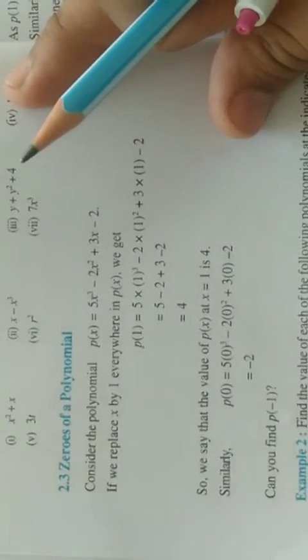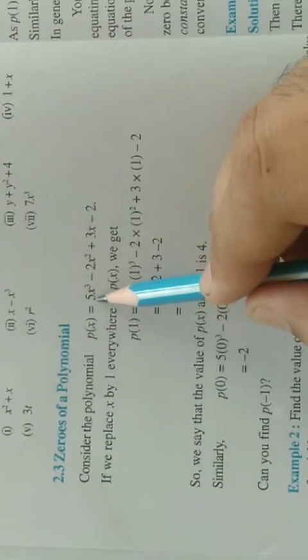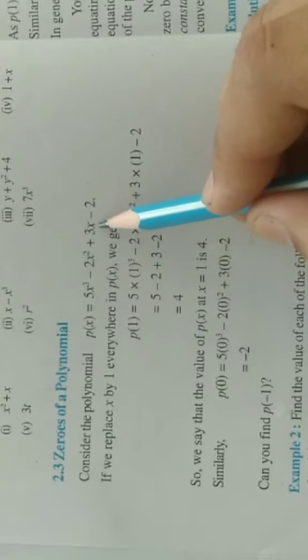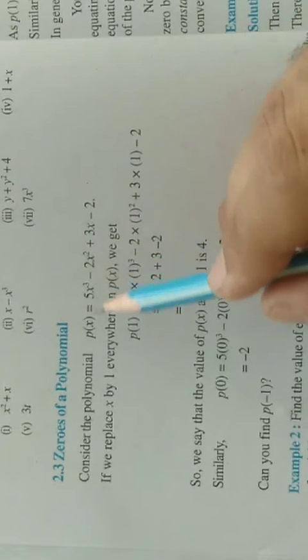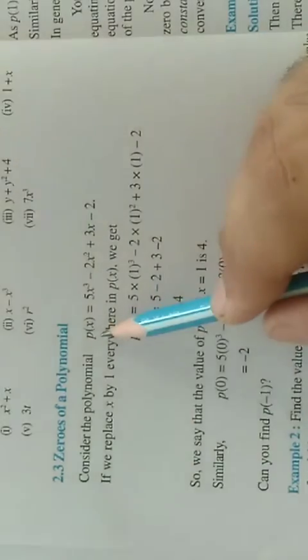Hello everyone. So now let me move towards our next theory. Zeros of the polynomial means any polynomial is there. If we want to find the zeros of the polynomial, how can we find? Consider the polynomial p of x is equal to 5x cube minus 2x square plus 3x minus 2. Now in place of x, here we have to put 1.